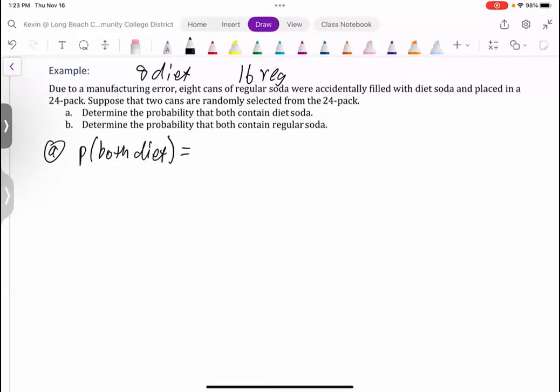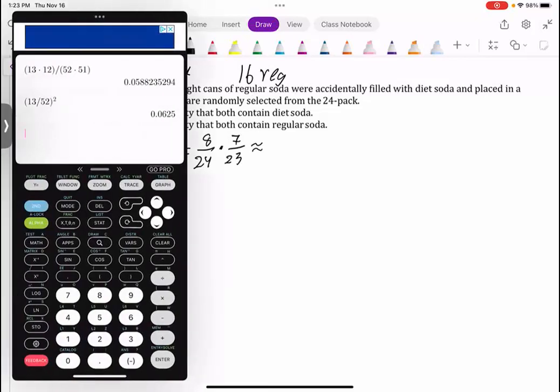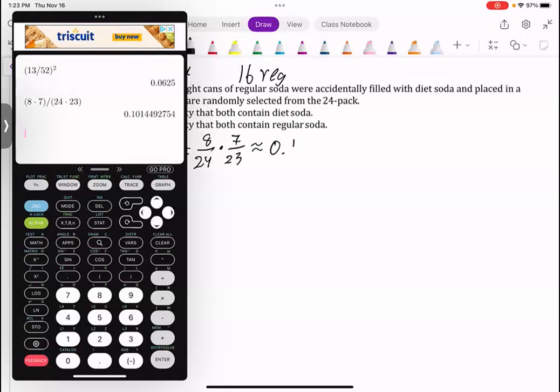Both are diet. So that means that that's going to be 8 out of the 24. Now that we've taken it out, that's going to be times, there's only 7 left out of the 23 remaining. Let's see what we get. I'm getting a little over 10% chance of that happening. 0.1014. Could happen, wouldn't be too weird.